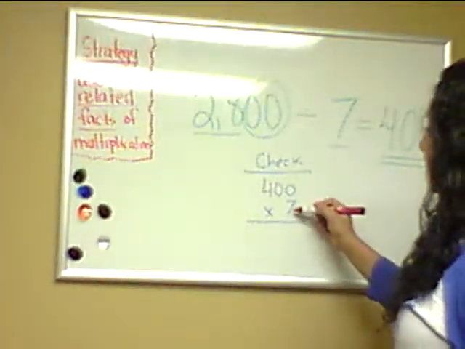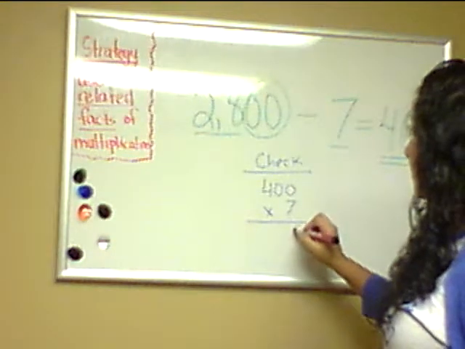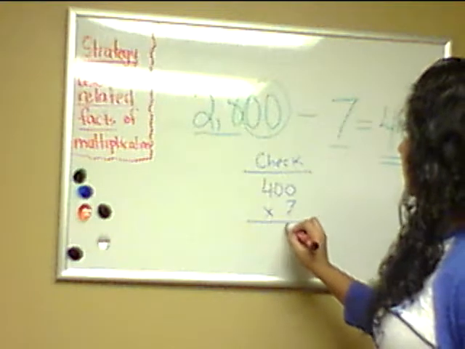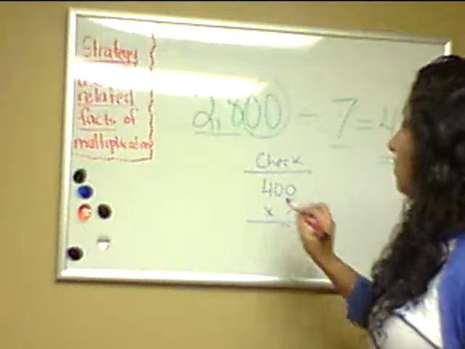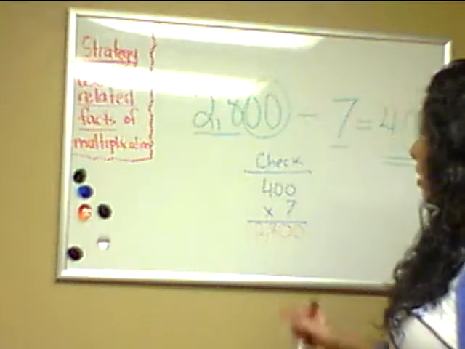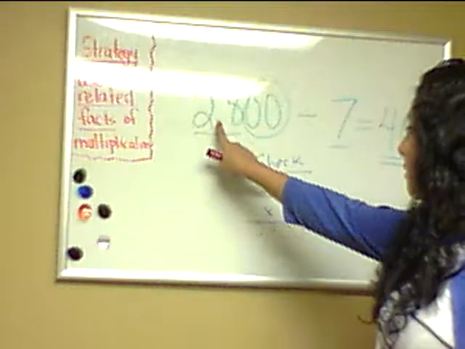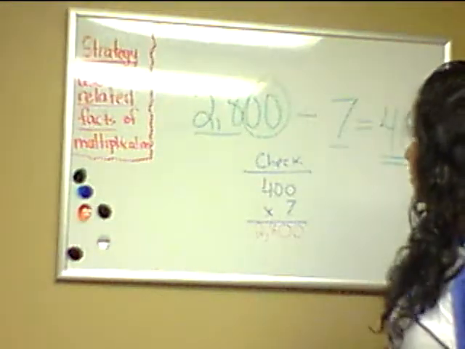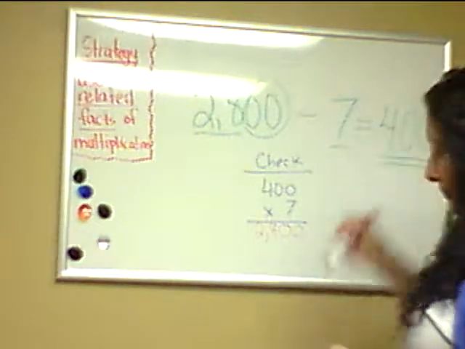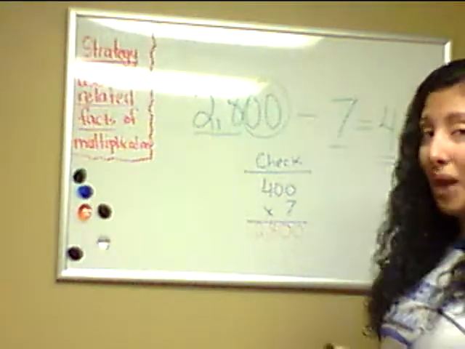Let's see. Multiply the ones. 0 times 7 or 7 times 0 is 0 ones. 7 times 0 tens is 0 tens. And 7 times 4 is 28. Our answer, our product here is 2,800. And you started with 2,800. So your answer here is correct. So you can use multiplication to check your division problems.